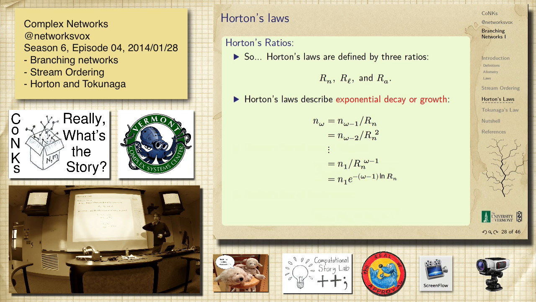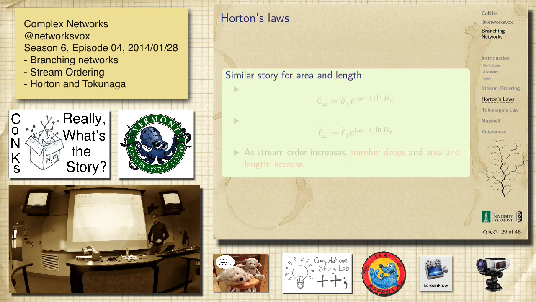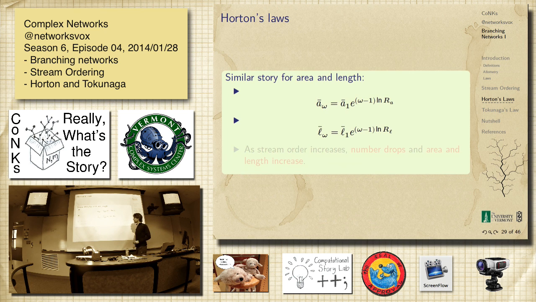It's breaking up pretty strongly, right? Okay, these exponentials are quite different from each other. And so we get the same sort of thing for area and length, right? So instead of a minus here, they're growing exponentially. So number is going down, area is going up, and length is going up, and exponentially so, right? Good. All right, so we have a sense of how these things are working.